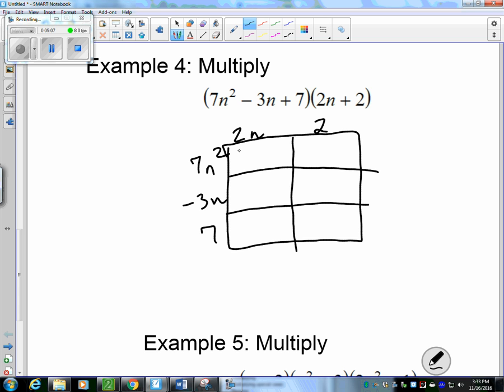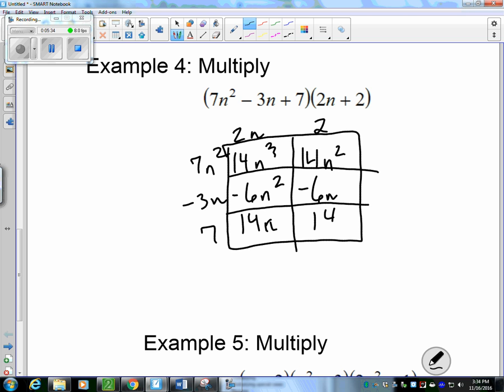2n is 14n to the third, and then negative 3n times 2n is a negative 6n squared. 7n times 2n is 14n squared, and 2 times 7n squared is 14n squared. Negative 3n times 2 is a negative 6n, and 7 times 2 is 14.